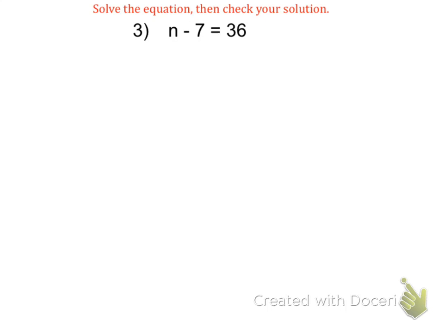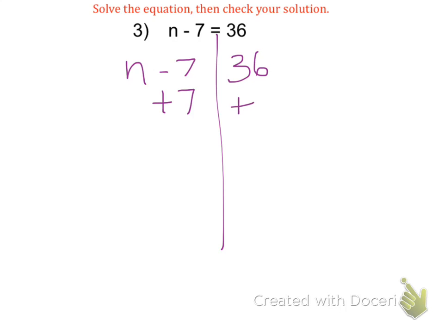Number 3, we'll do this one together. First thing, write your equation down. N minus 7 equals 36. I am subtracting, so the opposite of subtract is add, so I know I'm going to add 7. Do that to both sides.